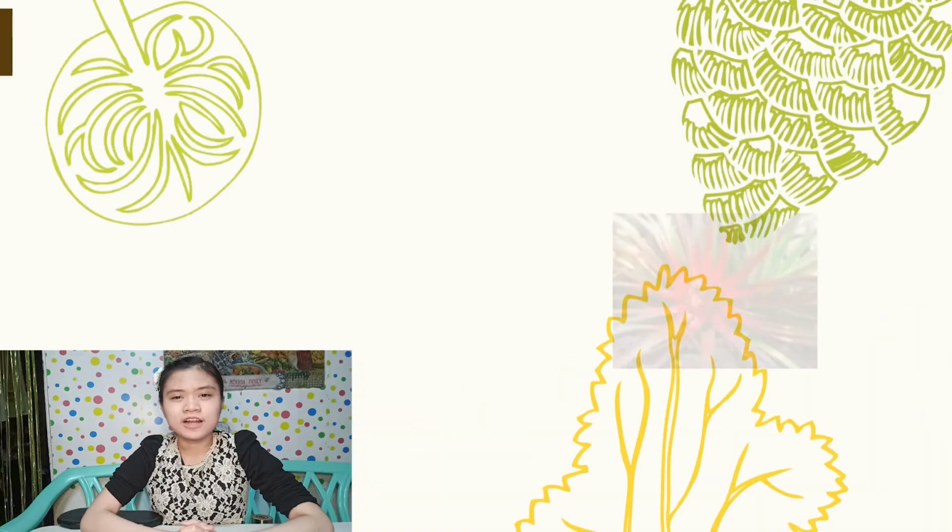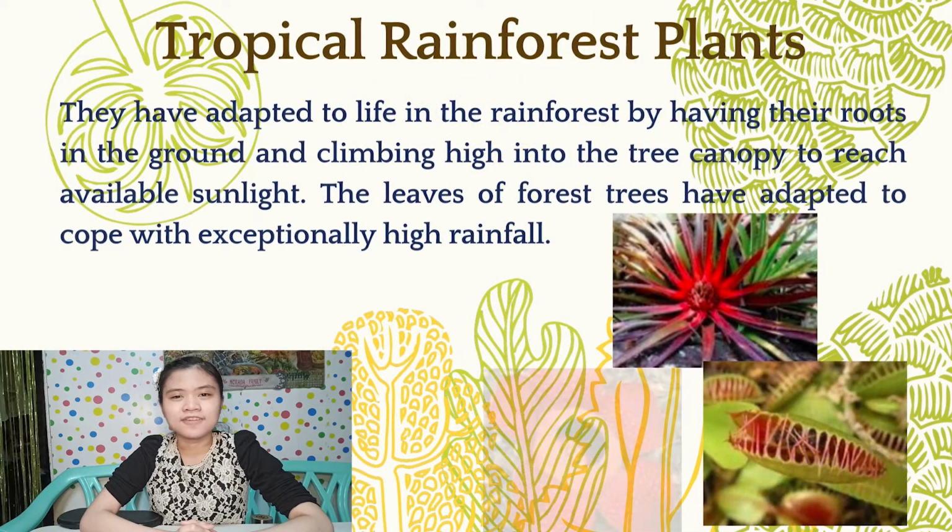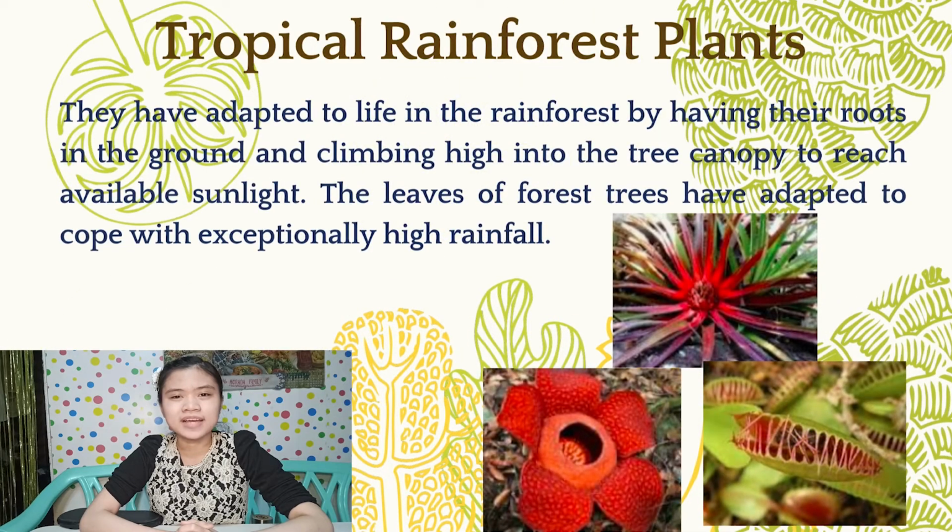Plants have adapted to life in tropical rainforests by having their roots in the ground and climbing high into the tree canopy to reach available sunlight. The leaves of rainforest trees have adapted to cope with the exceptionally high rainfall.